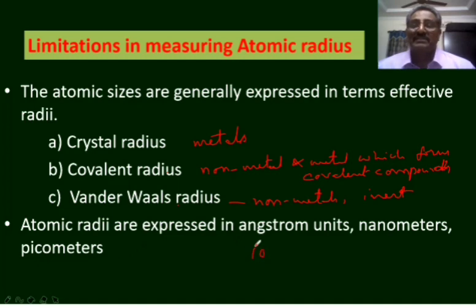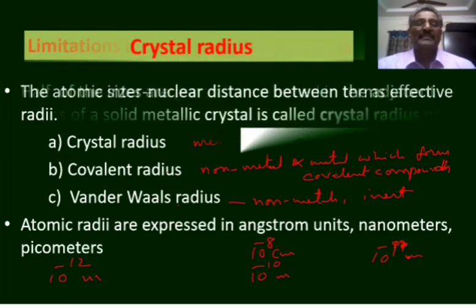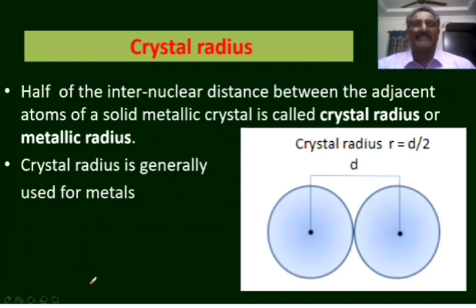1 angstrom unit is equal to 10 to the power of minus 8 centimeters or 10 to the power of minus 10 meters. 1 nanometer is equal to 10 to the power of minus 9 meters. And 1 picometer is equal to 10 to the power of minus 12 meters. Now let us go to the crystal radius. I already told you that the crystal radius is generally used for metals.